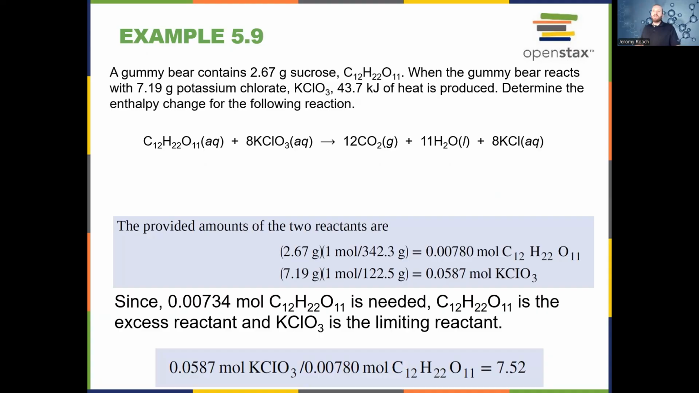All right, so now we want to solve this. So here is our equation again, and we're going to write the provided amounts of the two reactants. Now, for this part, we have to figure out what is the molar mass of these substances. So the molar mass can be found by finding the AMU of each of the individual elements on the periodic table, and then multiplying by the subscript.